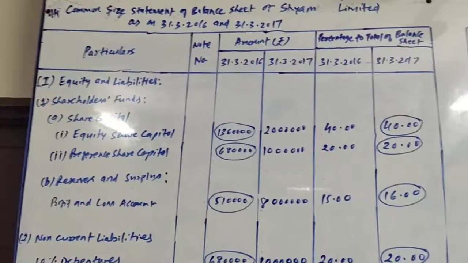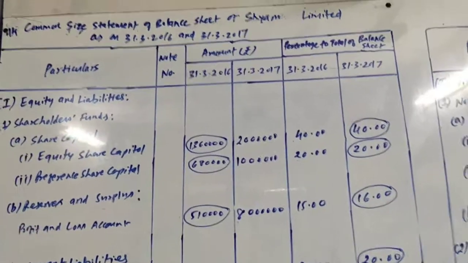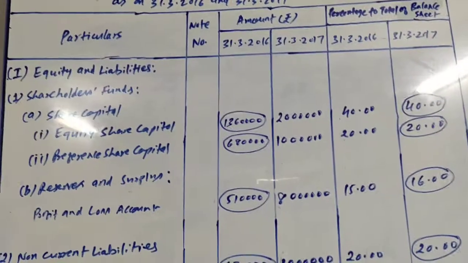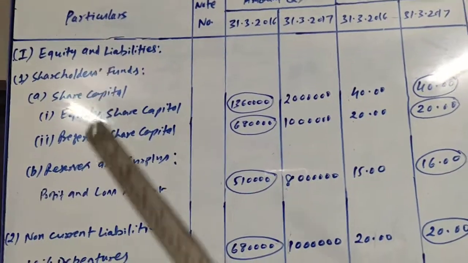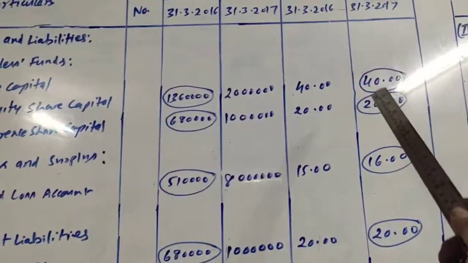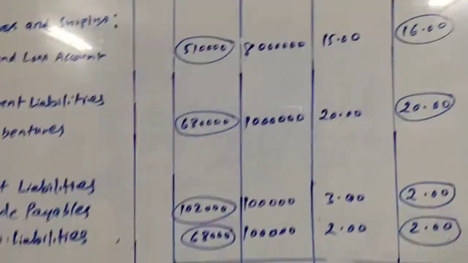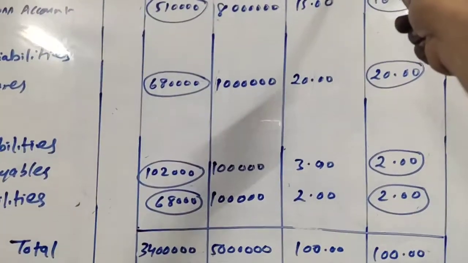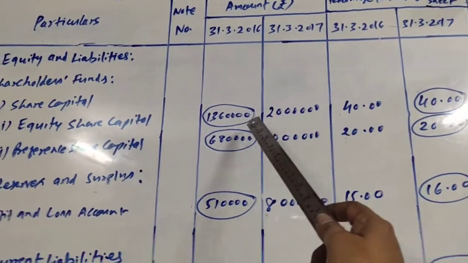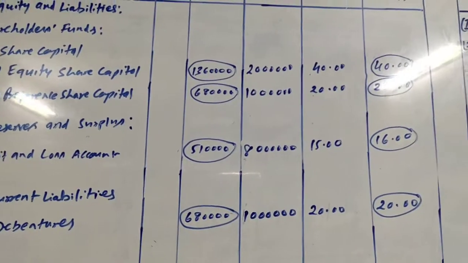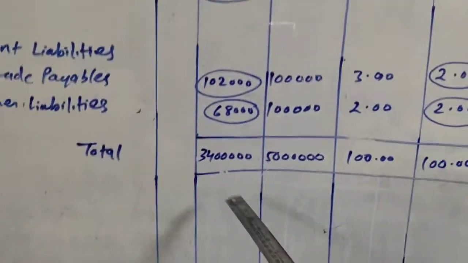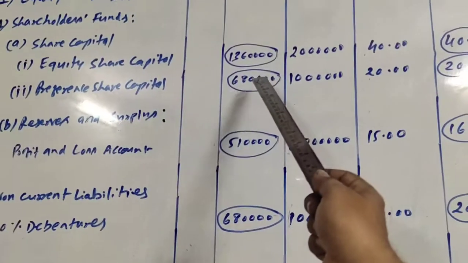Here it is. Sum number 14, common size statement of balance sheet of Shyam Limited as on 31/3/2016 and 31/3/2017. Equity and liabilities, share capital: the amount is not given, but the percentage is given, 40%, and the total of the balance sheet is 34 lakh. So 34 into 40 upon 100 will give us 13 lakh 60,000.